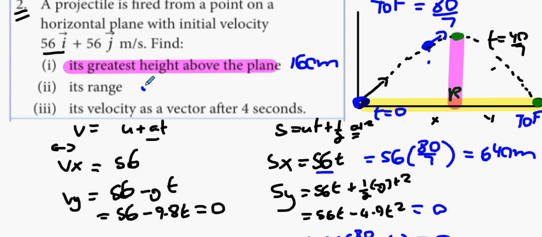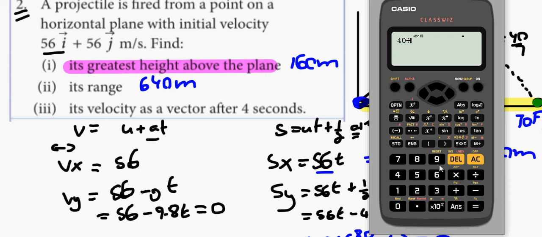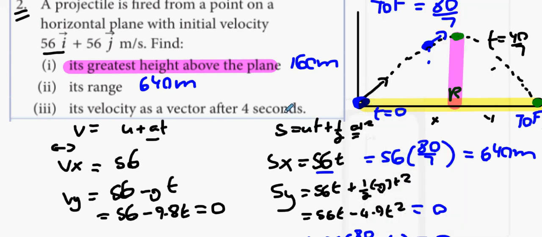Okay? Now, its velocity as a vector after 4 seconds. After 4 seconds, okay? Can anybody tell me what? Don't we reach the maximum point at 40 over 7, don't we? What is 40 divided by 7? 5.7 seconds. After 4 seconds, are we on our way up or our way down? Way up. Anything after 5.71 seconds, you're on your way down. So therefore, we know we're on our way up, don't we? So we're expecting a positive Vx and a positive Vy. In fact, does Vx ever change? No. But let's find out what happens to Vy.